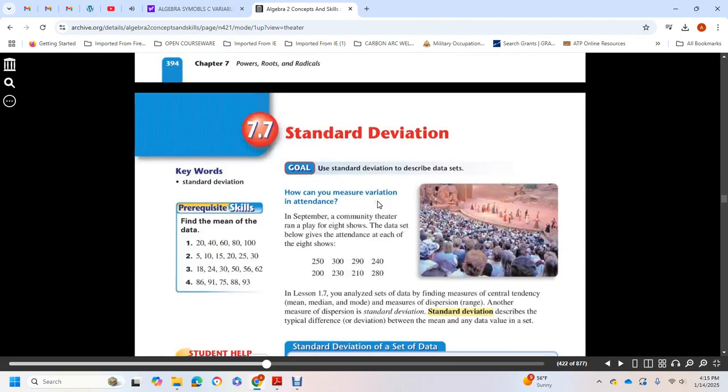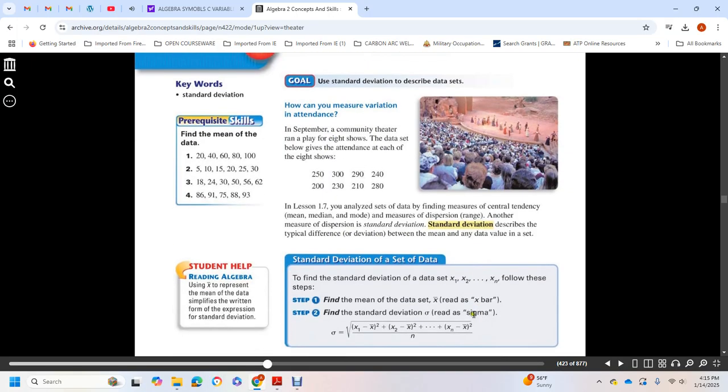Alright, 7.7, the standard deviation. In lesson 1.7, we analyzed a set of data by applying measures of central tendency: mean, median, and mode, and measures of dispersion such as range. Another measure of dispersion is the standard deviation. Standard deviation describes the typical deviation between the mean and any data value in the set.